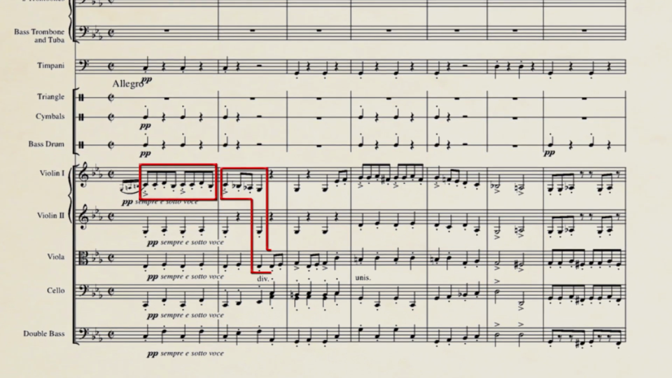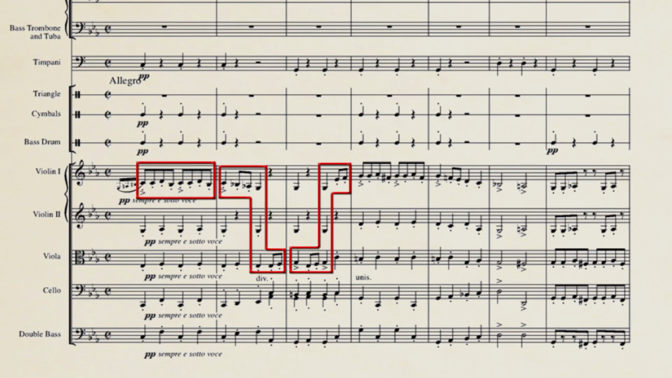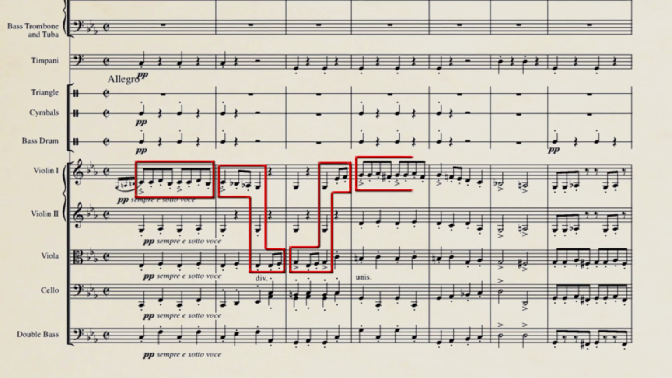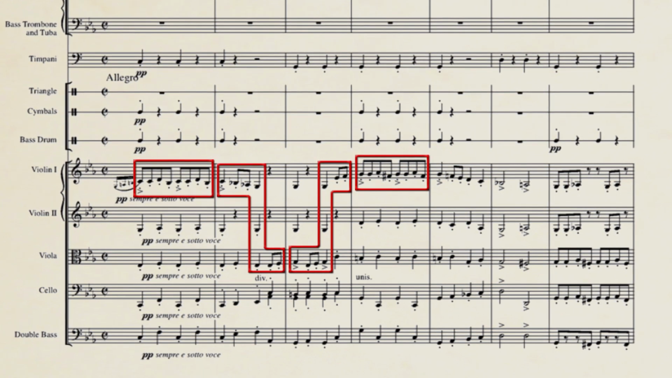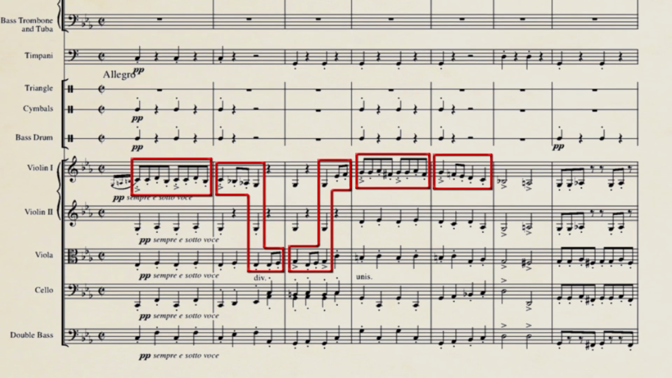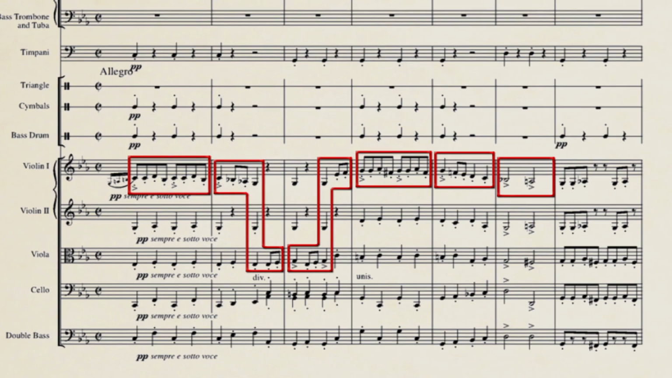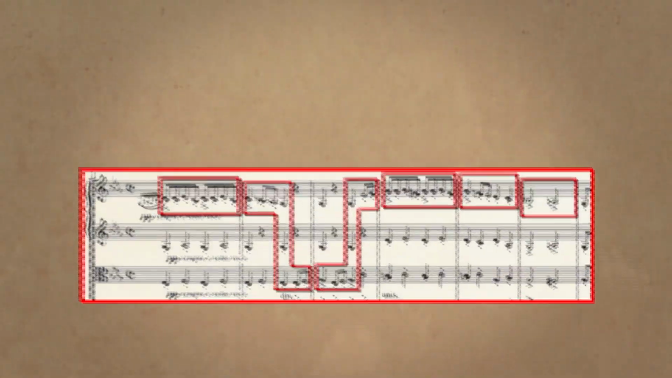Then in bar 2 and 3, there's a pattern of a quarter note, 2 eighth notes, a quarter note, 2 eighth notes. In the 4th bar, again we have 8 eighth notes. In the 5th bar, we have a quarter, 2 eighths, and 2 quarters. And in the 6th bar, we have 2 half notes.